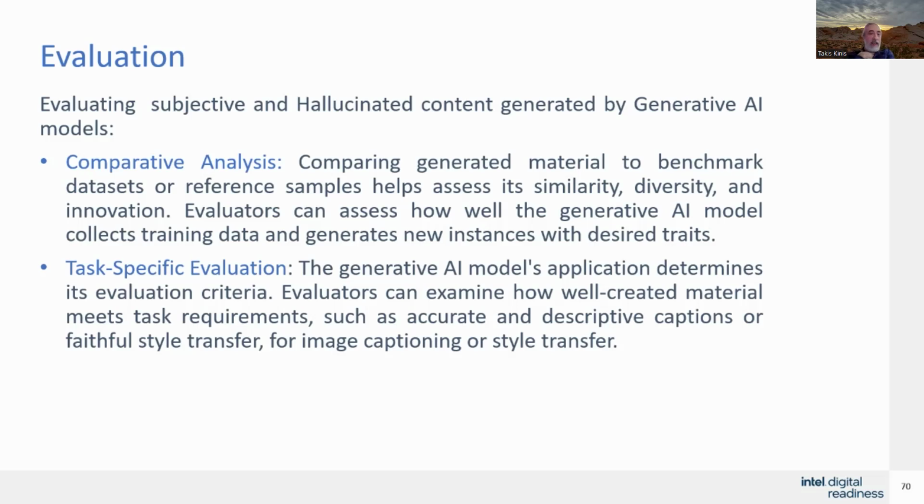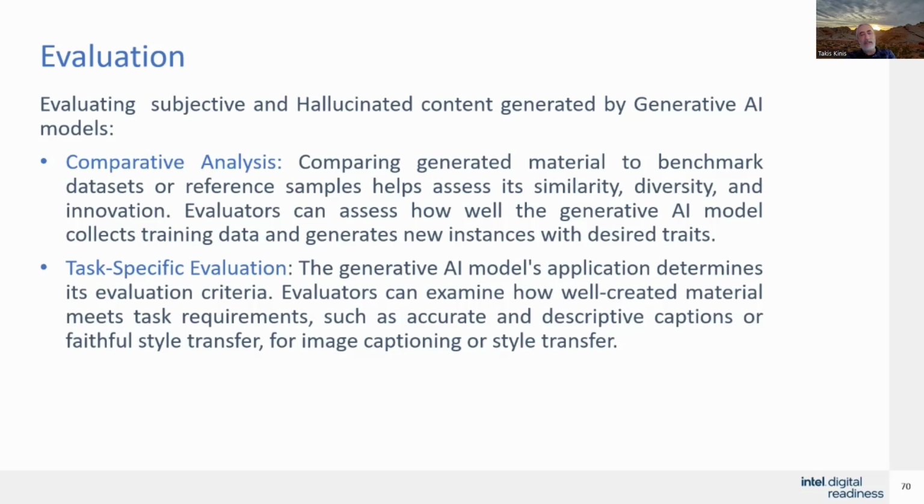Another thing is that we can do comparative analysis. So if we're looking at stuff that AI is creating, we can look at the reference materials once again, and this is why you don't use all of your data to train the model. Sometimes that becomes reference material for model training. And it says evaluators can assess how well the generative AI model collects training data and generates new instances with desired traits. How they're assessing that can often be manual.